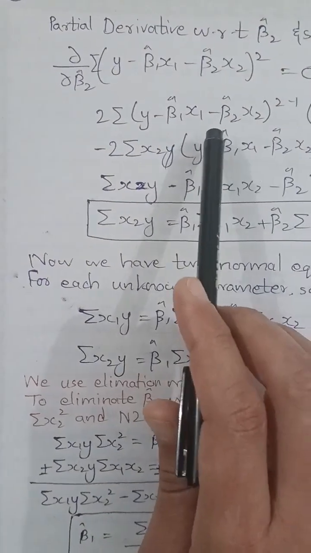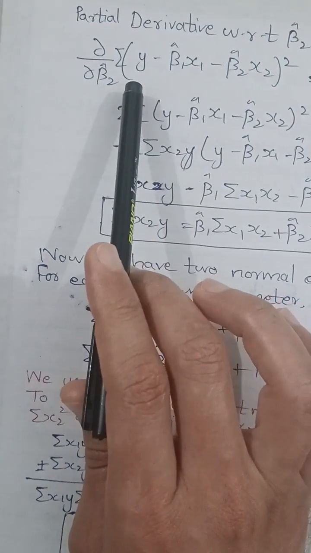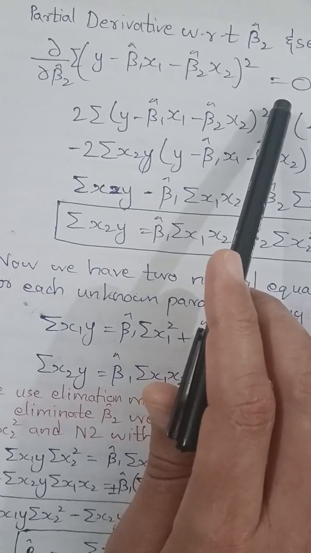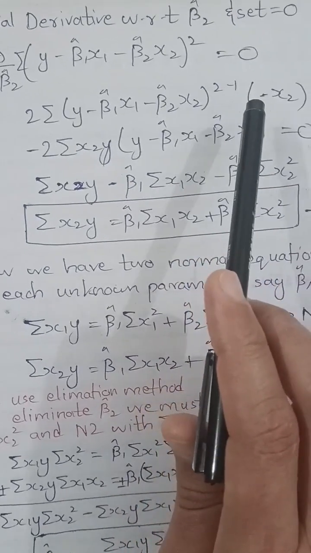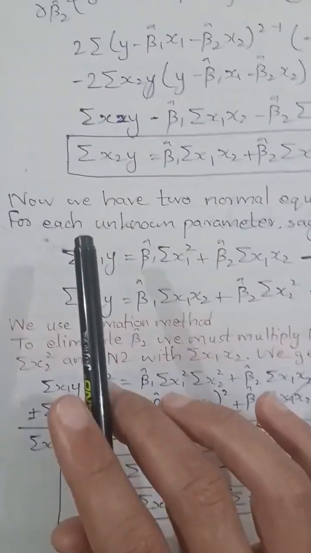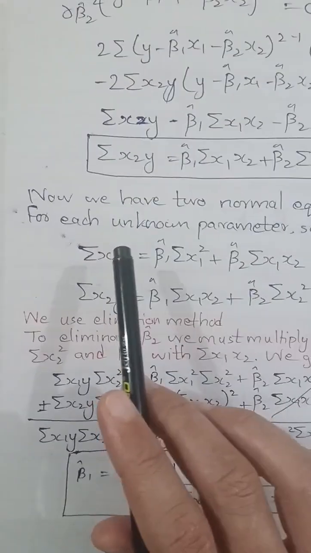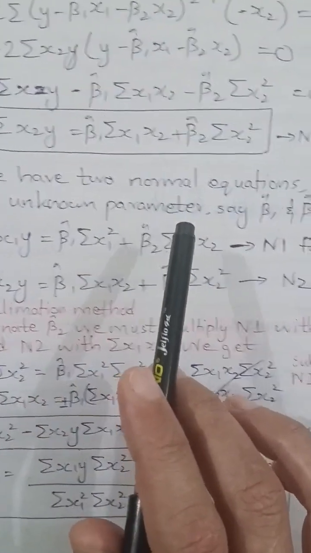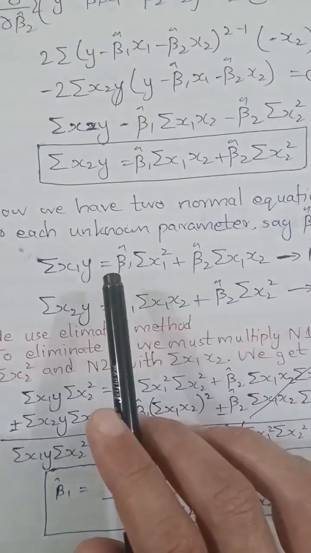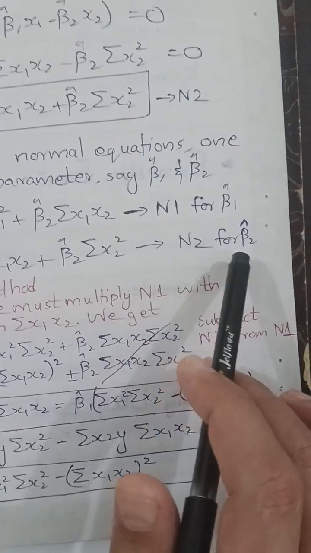You can also verify this equation by taking the partial derivative with respect to beta 2 hat and set it equal to 0. Verify it yourself. Now we have two normal equations, one for each unknown parameter, say beta 1 hat and beta 2 hat. So the first normal equation is for beta 1 hat and second normal equation is for beta 2 hat.